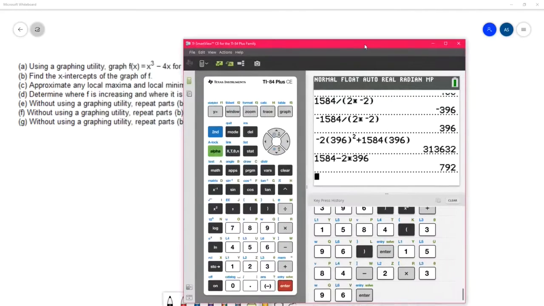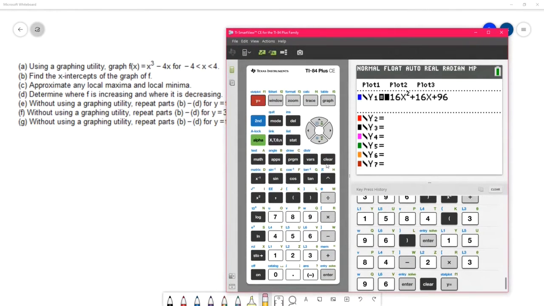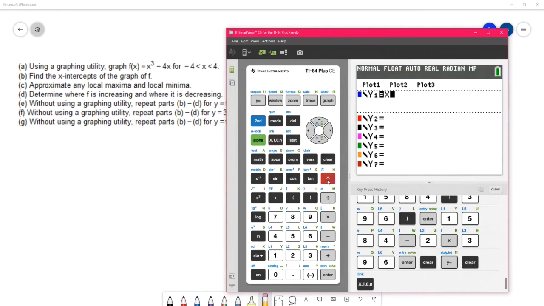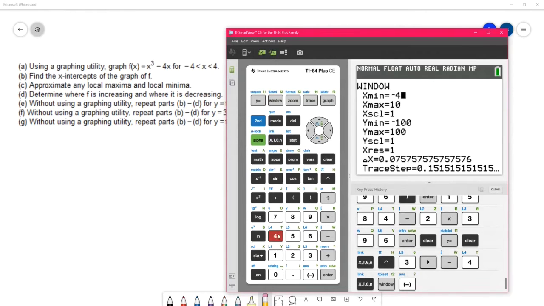Okay. In my y equals menu, I'm going to type our function that we're working with, x cubed minus 4x. We've got x to the third power minus 4x. And it says specifically that we want to look at it from negative 4 to 4. So I'm going to adjust the window here from negative 4 to 4. So that's giving me an x min of negative 4 and x max of 4.